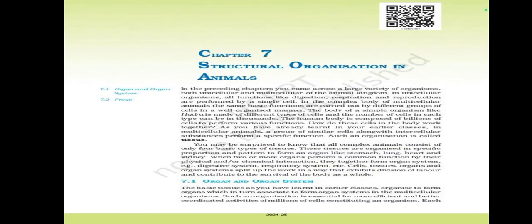7 नंबर का हमारा चैप्टर है स्ट्रक्चरल ऑर्गेनाइजेशन इन एनिमल्स. In the preceding chapters, you came across a large variety of organisms, both unicellular and multicellular, of the animal kingdom.